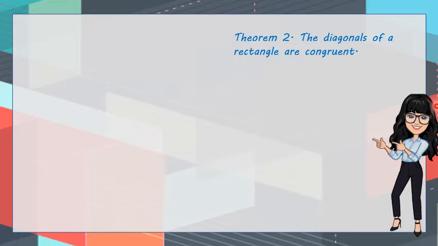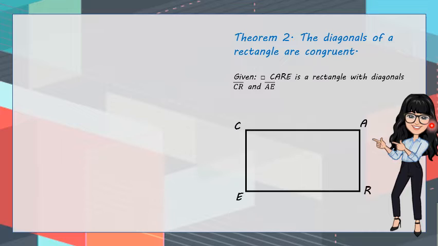Now let us proceed with the second theorem on rectangle. Theorem number 2 states that the diagonals of a rectangle are congruent. Now given CARE is a rectangle with diagonals segment CR and segment AE. So we have here our figure. So this is our rectangle CARE, and then we have our diagonals segment CR, or you can call this one segment RC as well, and our segment AE or segment EA.